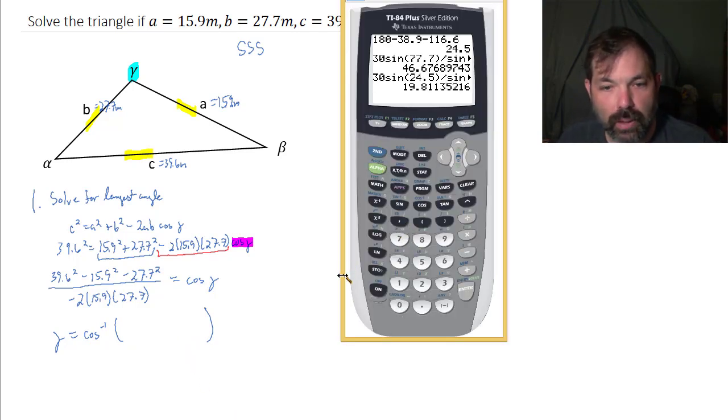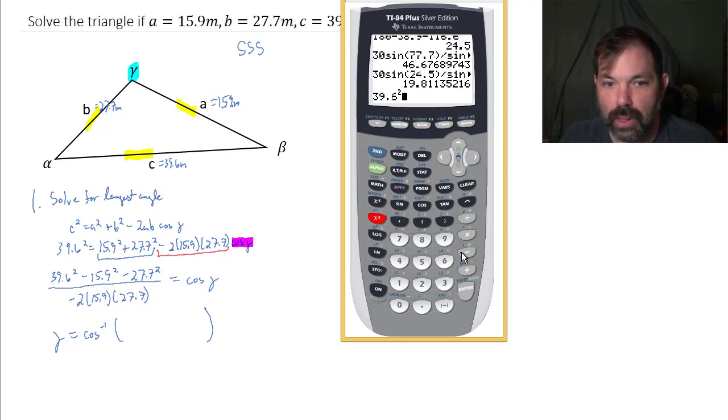Now, I usually recommend that we do this in a couple of steps, just because of issues with inputting it into the calculator. So I'll first do 39.6. I'll subtract the 15.9. Oh, and I forgot to square it. Let's clear that out. 39.6. Let's square that. Subtract 15.9. Square that. Subtract 27.7 and square that. Let's hit enter on that.